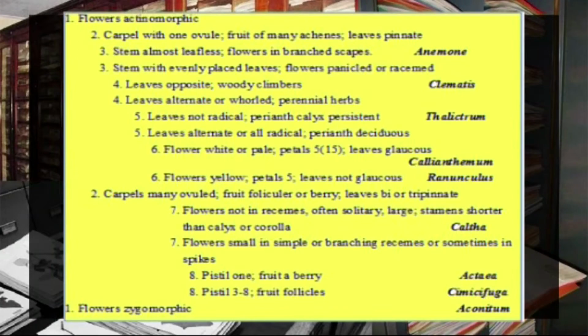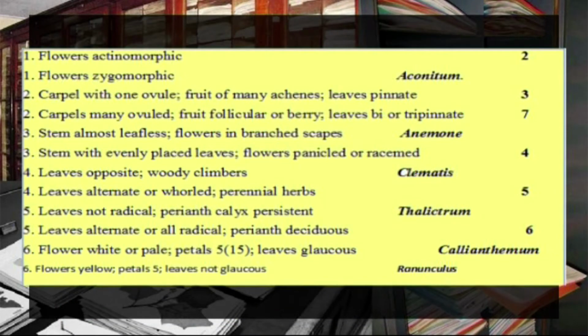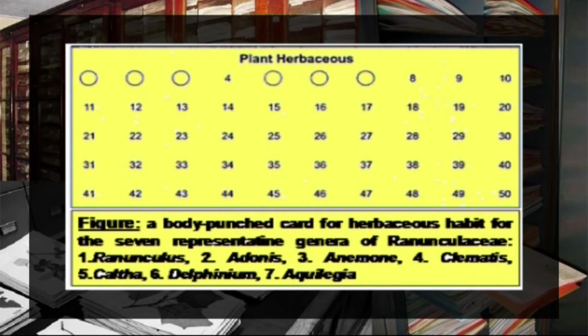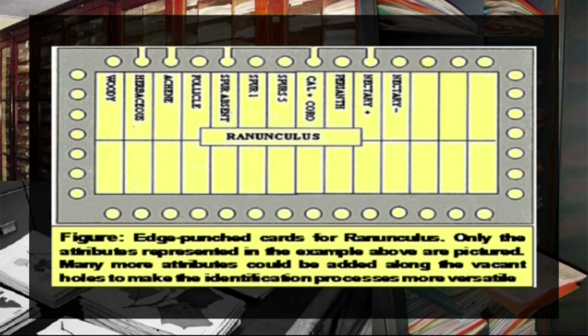Various types of keys and key formats are used in plant identification, such as single access sequential or dichotomous keys, which include indented keys and bracketed keys, also numbered keys, and multi-access or polyclaves, which include body punched cards, edge punched cards, and tabular keys, and also interactive keys, which are computer-based multi-access keys.